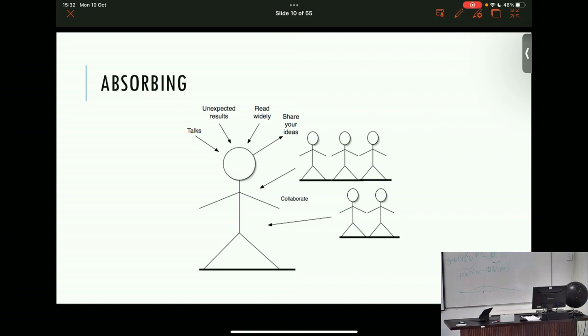You want to absorb talks, you want to absorb unexpected results, you want to read widely, and then you want to share your ideas. Tell everybody what you're working on. Don't keep it a secret. There's some people who think that if you share ideas, people will steal it from you. Guess what? As a PhD student, the biggest thing that can happen in your life is somebody steals your idea. Because most people don't care. They just don't care. It's like, I have this great idea. You say, yeah, right, what's for dinner?